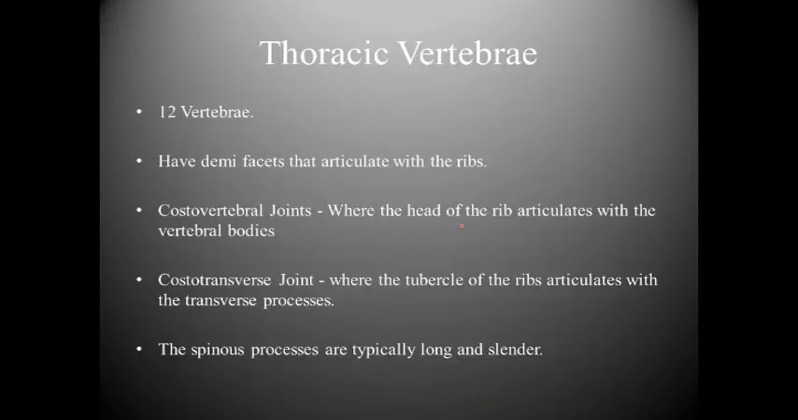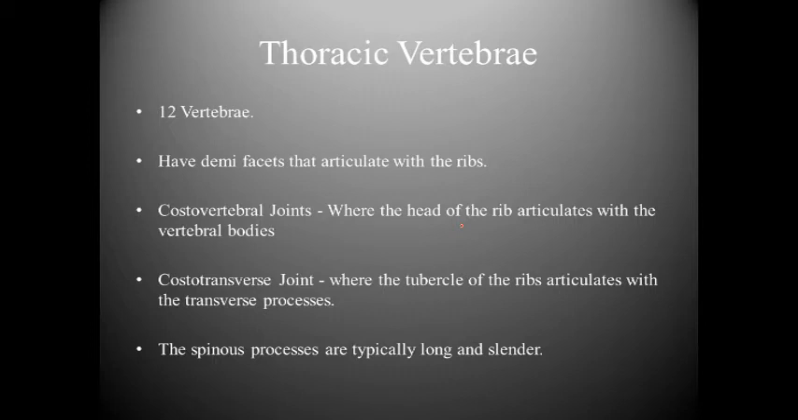So that brings us to the thoracic vertebrae, the vertebrae that comprise the thoracic area of the body. There's 12 of those vertebrae, and they have demifacets that articulate with the ribs. We have costovertebral joints, which is where the head of the rib articulates with the vertebral bodies. We have the costotransverse joint, where the tubercle of the ribs articulate with the transverse processes.